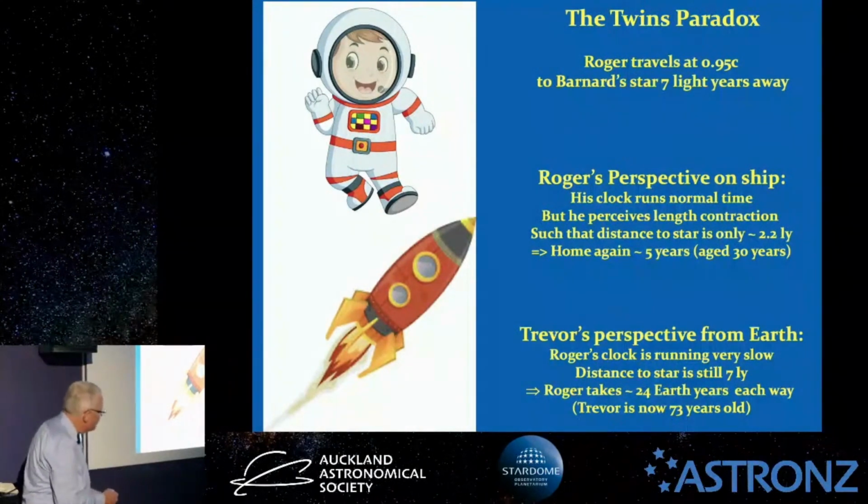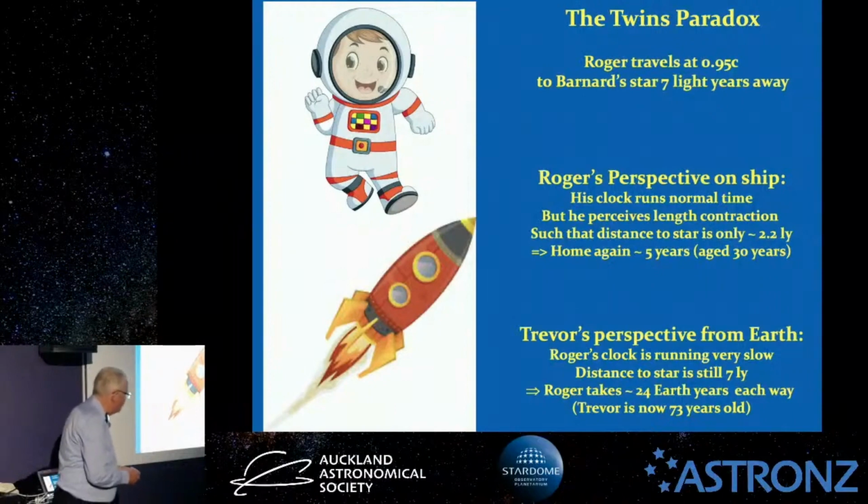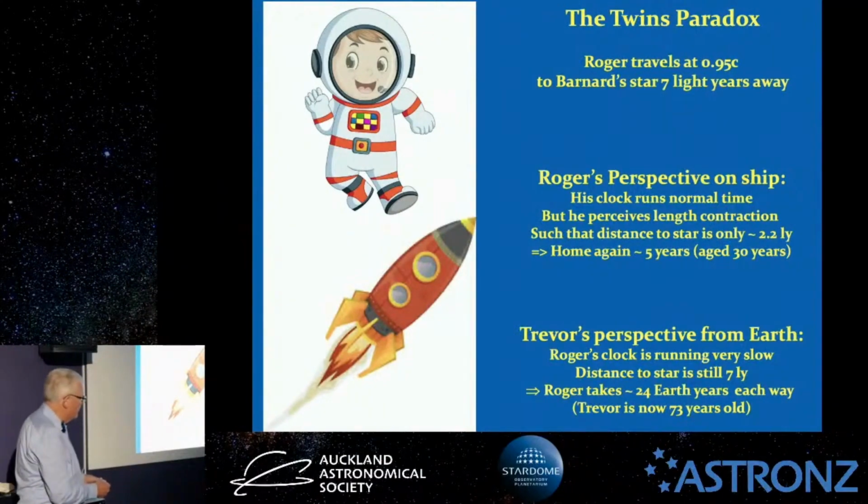From Trevor sitting back on Earth, what's his perspective? He still sees the distance, 7 light years, but he sees Roger moving along close to the speed of light, and he sees Roger's clock running really, really slow. So in other words, Trevor feels like Roger's clock is running slowly, and Trevor just sits there and waits another 50-odd years for Roger to get back. But Roger, as far as he's concerned, it only took 5 years there and back. For Trevor, it took 24 Earth years each way.